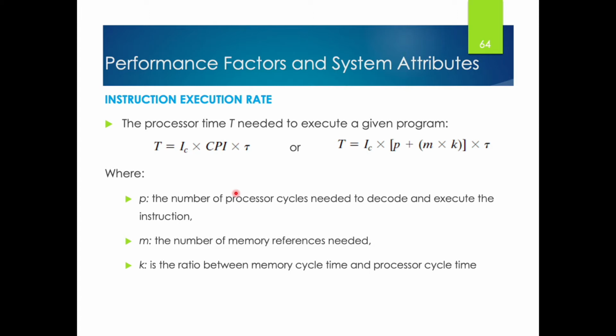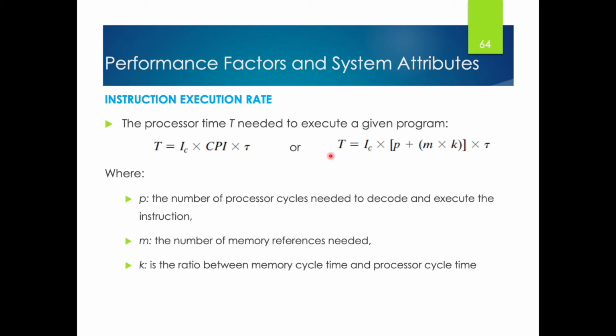The rationale must be based on performance factors that we can draw from the previous formula for calculating the CPU time. Let's take a look at this formula that you already know from the previous sections. CPU execution time equals the total instructions of the program times the CPI times the clock cycle time.